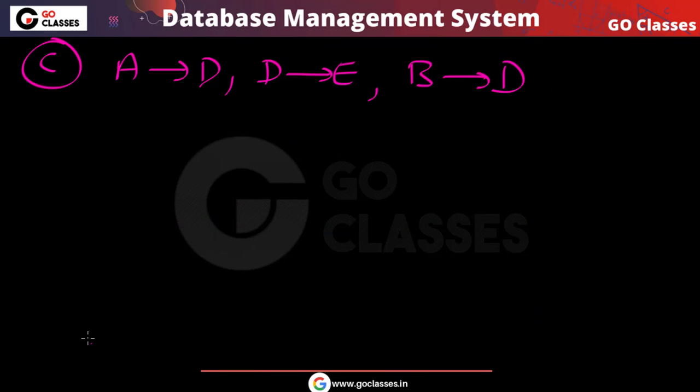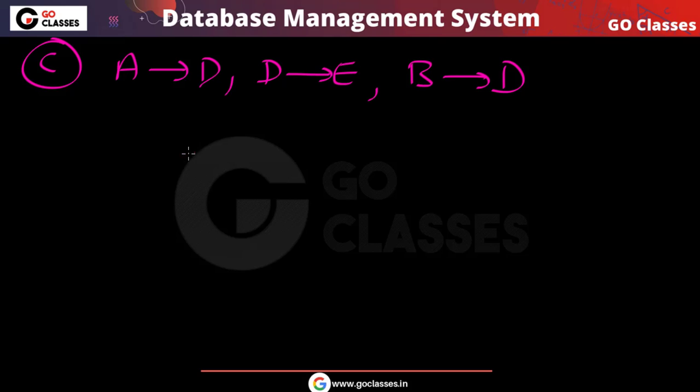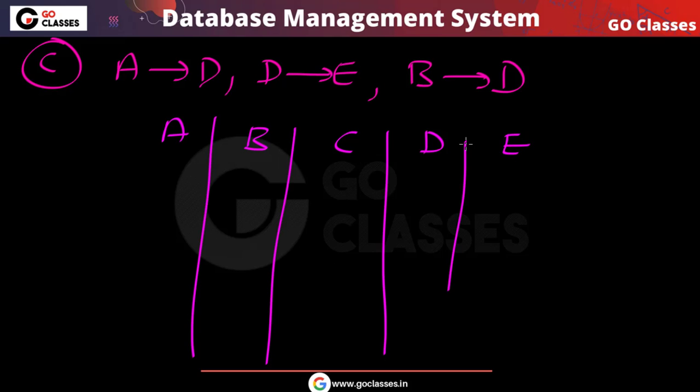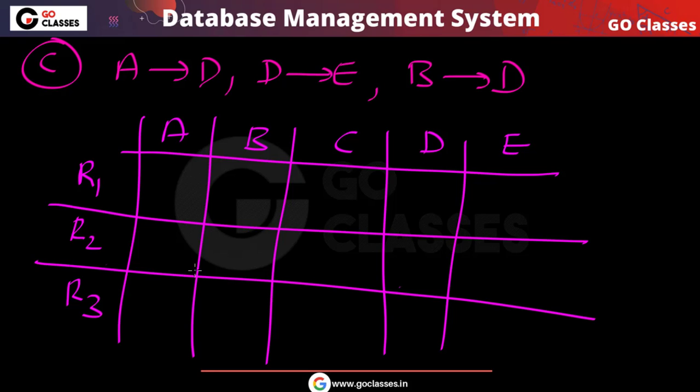Now let's check whether it is lossless. We will apply the chase algorithm that we have. A, B, C, D, E are the attributes. The columns will correspond to the attributes and the rows will correspond to the relations R1, R2, R3. Now here, for R1 it is ABC, so this entry we will do.